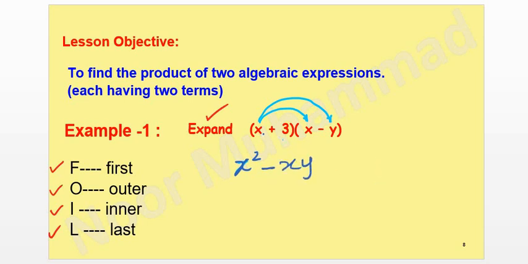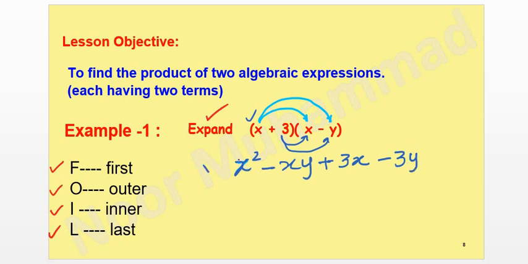Now the turn of the x is over. Now it's the turn of this positive 3. So positive 3 times x, because both of them are positive, it will remain positive. So 3x. Then this positive 3 will be multiplied with this negative y. Positive and negative will give us negative, and 3 times y will give us negative 3y.